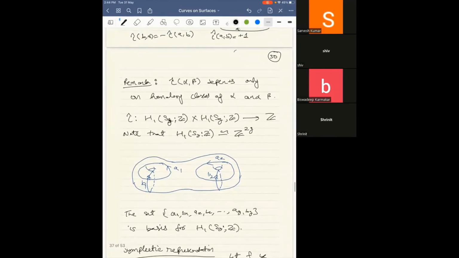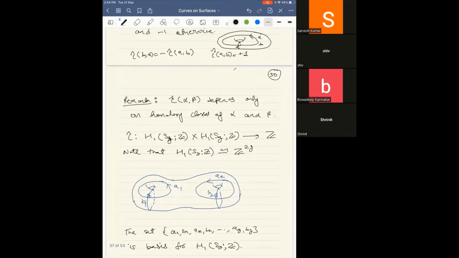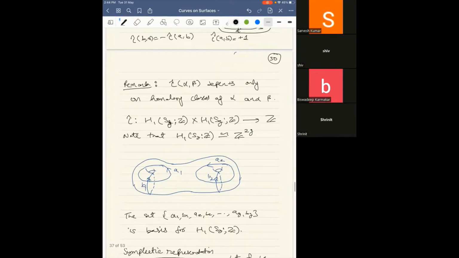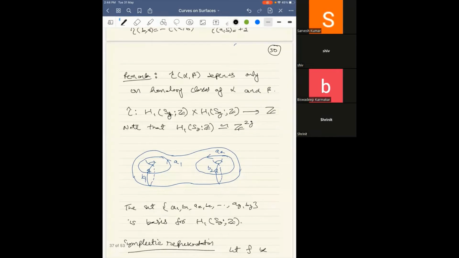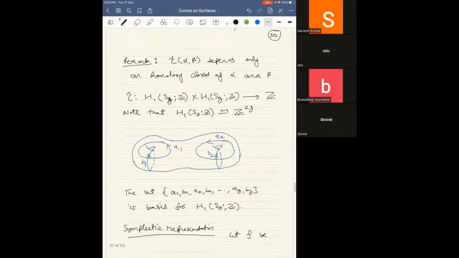So this I hat, you can regard it as a function from the Cartesian product of the first homology, which is just the abelianization of the fundamental group, let's say first homology with integer coefficients, to Z. This first homology with integer coefficients is simply isomorphic to the free abelian group of rank 2g. So you can choose a basis for this free abelian group of rank 2g.